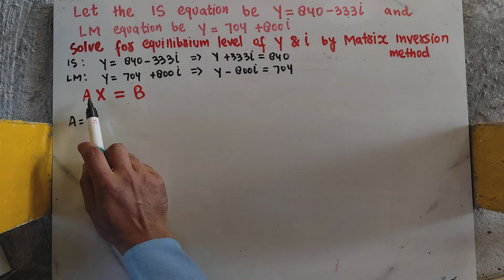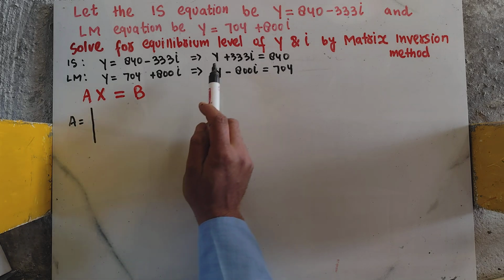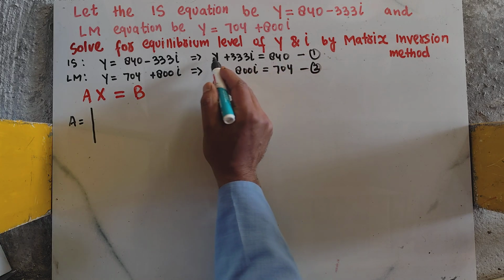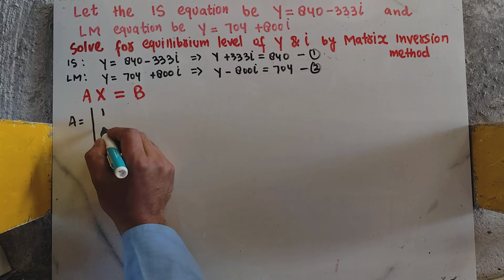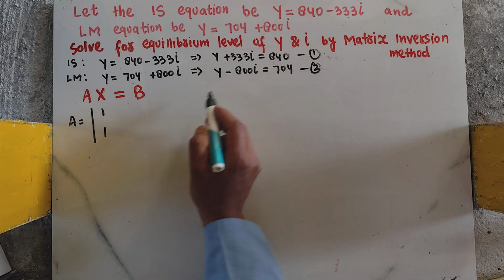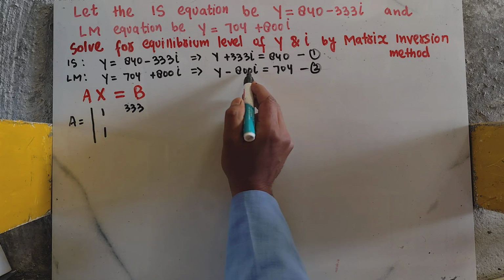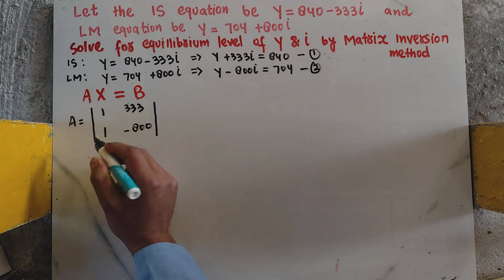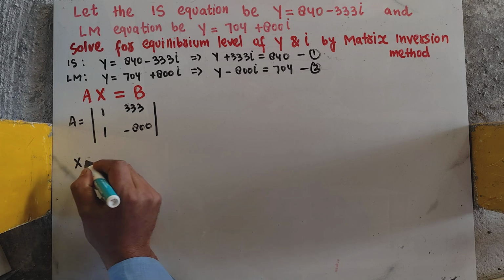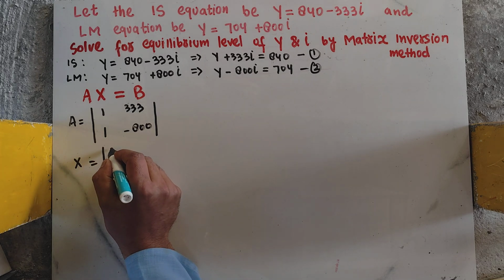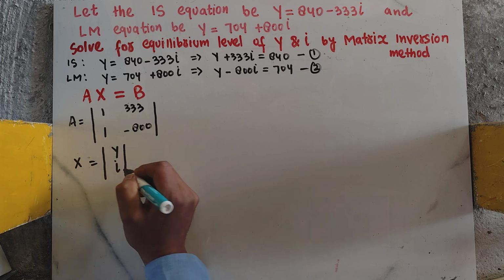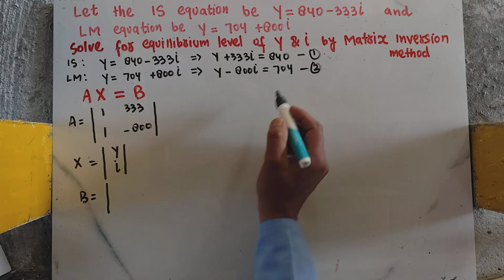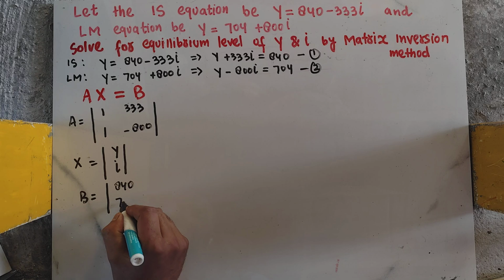First we need to find A, the coefficient matrix, which holds the coefficients of y's and i's. Let us say this is equation first, this is equation second. In the first equation, the coefficient of y is 1. In the second equation, the coefficient of y is again 1. In the first equation, the coefficient of i is 333. And in the second equation, the coefficient of i is negative 800. So this is our A. X is the solution vector, that is, we need to find y and i. And B is the vector of constant terms, which are 840 and 704.